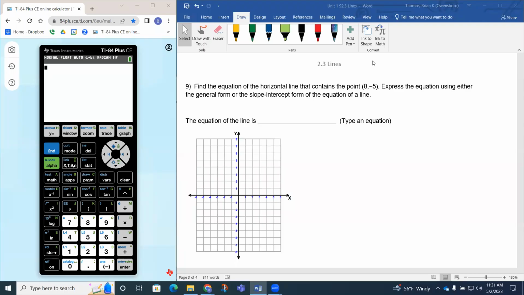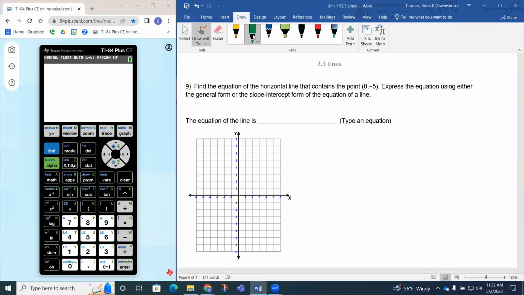So question 9 says find the equation of the horizontal line that contains the point 8, -5. Express the equation using either the general form or the slope-intercept form of the equation of a line. So we'll start with the slope-intercept form.